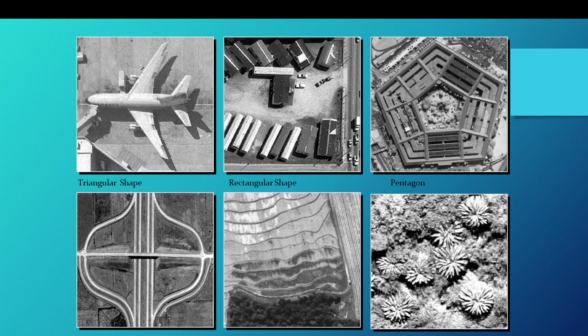So this image is an example of how different shapes are seen in aerial or satellite images, which are key in image interpretation. Firstly, we have the triangular shape. Triangular shapes are seen in objects like airplane, where the wings and the fuselage create a distinct triangular outline. Then moving on to the rectangular shape, which is common in man-made structures such as buildings and storage units. Then we have the pentagon shape, a rare but recognizable geometric structure like the famous Pentagon building.